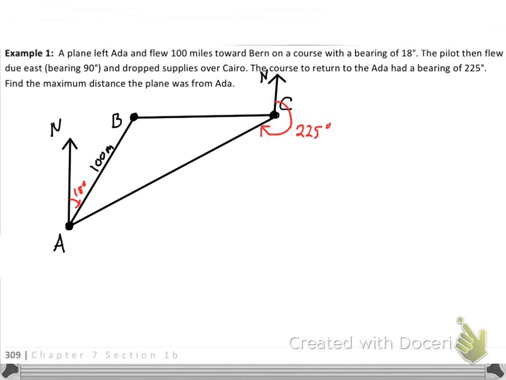I'm looking for this side. But we don't have a bunch of information yet. In fact, the only thing we know about the triangle is 100. We have nothing else inside of here. So let's work our way through this. Well, this is a right angle, right? So that's 90 degrees. This right here, let's put it in green. This right here is a right angle, so that's 90 degrees.